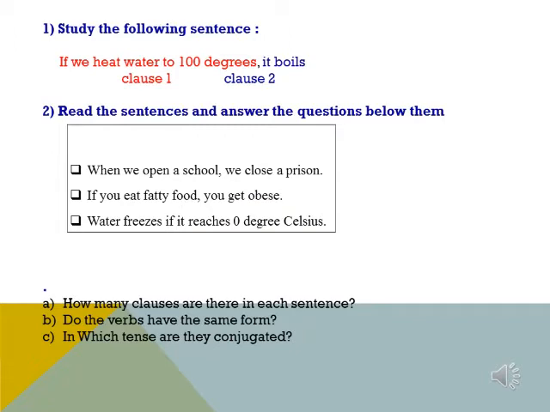Okay, now number 2, we have to read these sentences and answer the questions below them. 1. When you open a school, we close a prison. 2. If you eat fatty food, you get obese. 3. Water freezes if it reaches 0 degrees Celsius. The questions now. A. How many clauses are there in each sentence? B. Do the verbs have the same form? C. In which tense are they conjugated? Right?